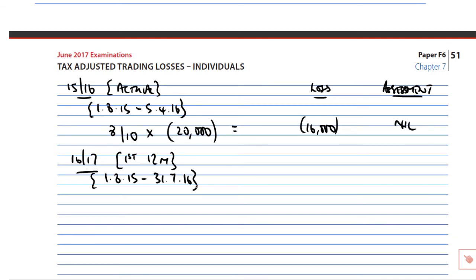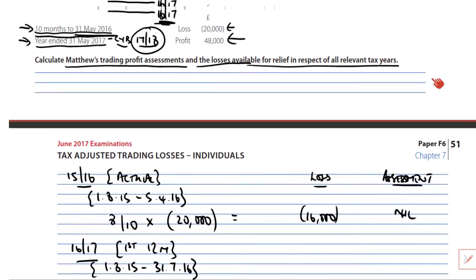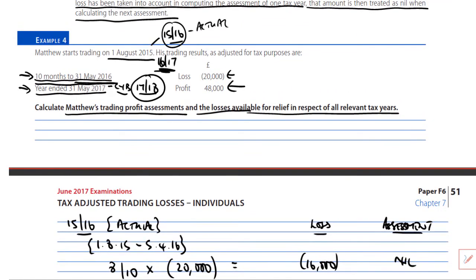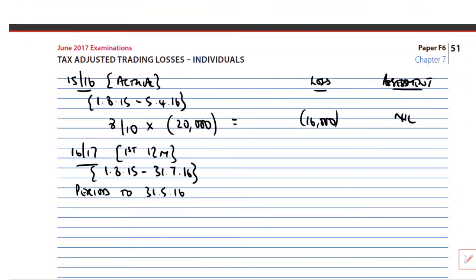So what goes into that period? Well, you've got the opening period through to the 31st of May 16. What was that? Well, as we've just seen, period 10 months to May 16, that's a loss of £20,000. So that therefore equaled a loss of 20,000.